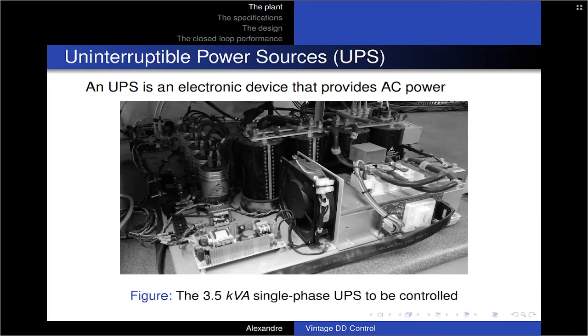This is the plant, and you have a picture of the actual plant here. It is an uninterruptible power source that we also call a UPS. A UPS is an electronic device that provides AC power. In this case, this is a commercial UPS that has 3.5 kilovolt ampere in a single phase, and this is the one we're going to apply our design to.